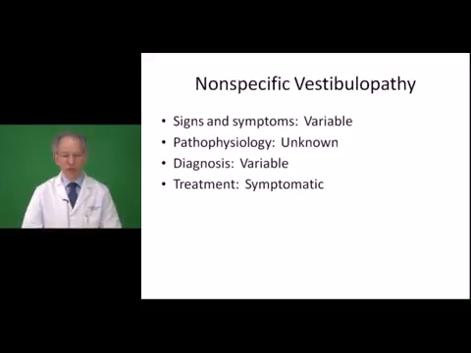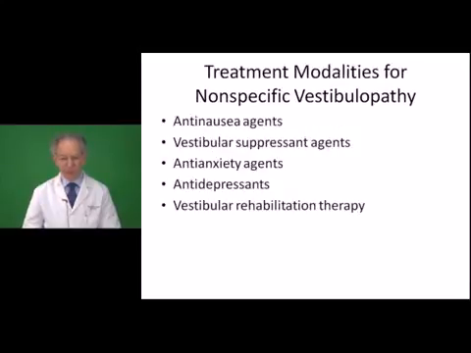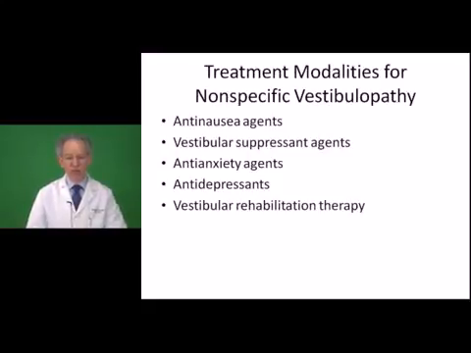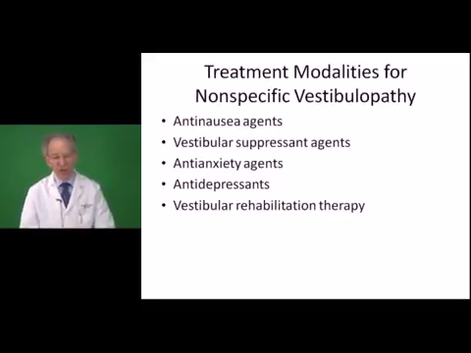Lastly, I want to talk about nonspecific vestibulopathy. That is, patients in whom we think there is a vestibular abnormality, probably peripheral, possibly central, but of unknown origin, despite our best efforts to establish a diagnosis. These patients' signs and symptoms may be variable, and the patient should be treated symptomatically once we have ruled out worrisome causes of dizziness and disequilibrium. The categories for treating nonspecific vestibulopathy include anti-nausea agents, vestibular suppressants, anti-anxiety agents, antidepressants, and vestibular rehabilitation therapy.